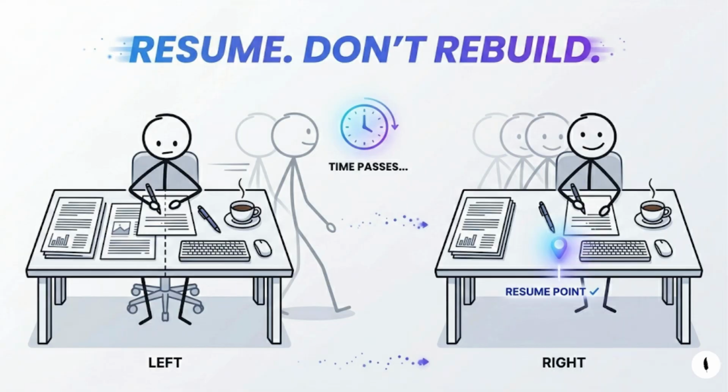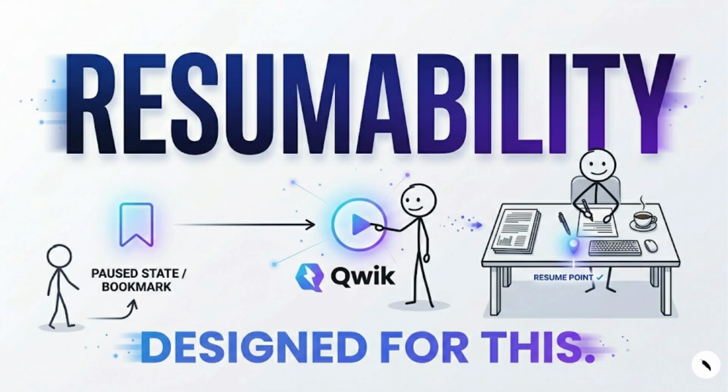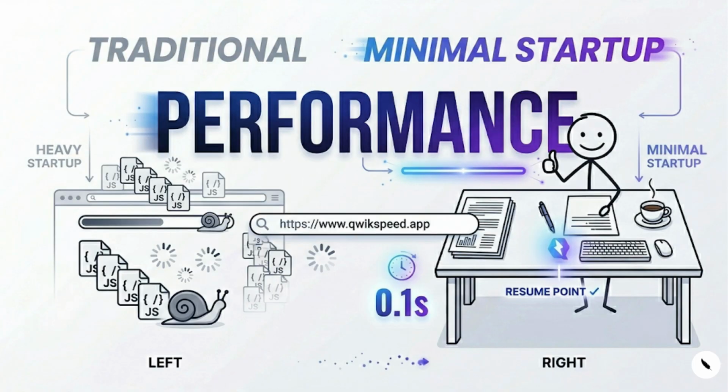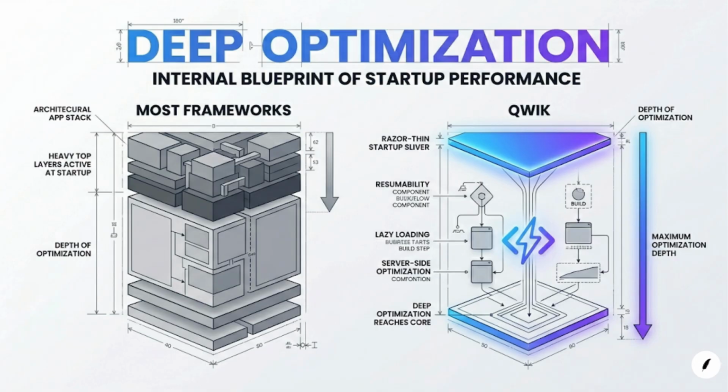Qwik. Suppose you leave work halfway done, but when you return later, you continue exactly where you stopped without rebuilding everything from scratch. Time is saved. Qwik was designed around resumability. Instead of loading and executing large amounts of JavaScript immediately, it tries to resume app state with minimal startup work. That makes it focused on performance, especially for fast page loads. What makes it different is how deeply it optimizes startup behavior.